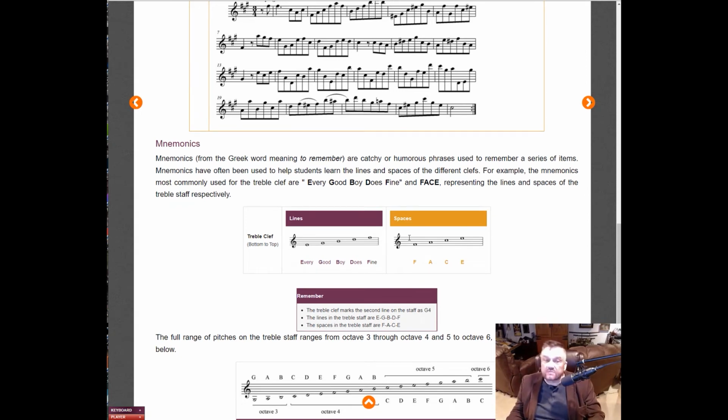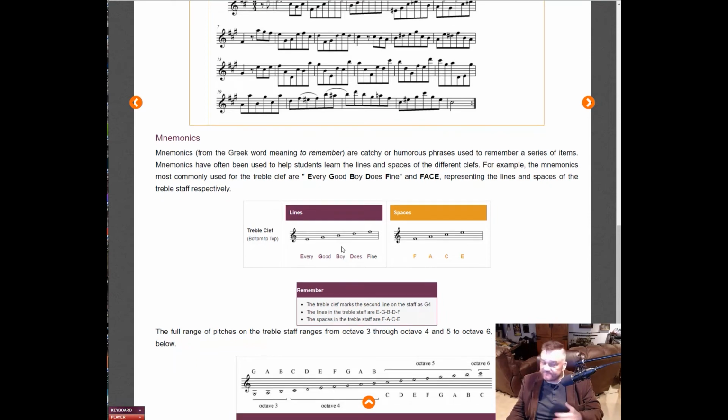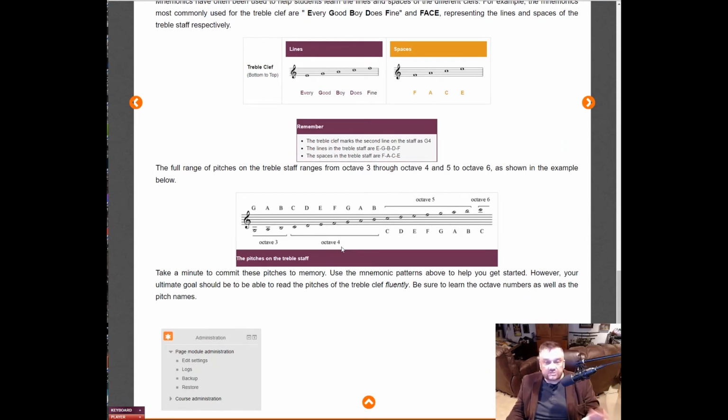Now we have something called mnemonics. Mnemonics, from the Greek word meaning to remember, are catchy or humorous phrases used to remember a series of items. Okay, so remember I said acronym a while ago? Well, I guess it's really called mnemonic. Every good boy does fine. FACE, right? Face. Or good boys do fine always. Or good burritos don't fall apart. No problems. Just memorize them as best you can.